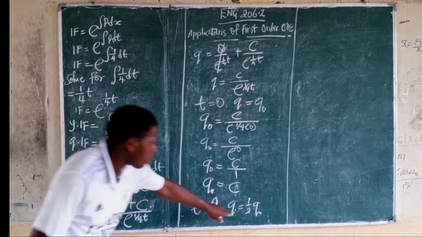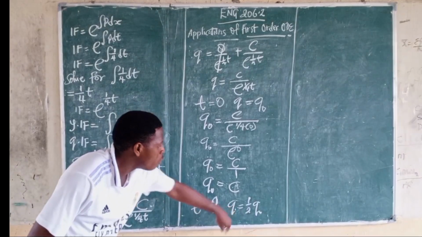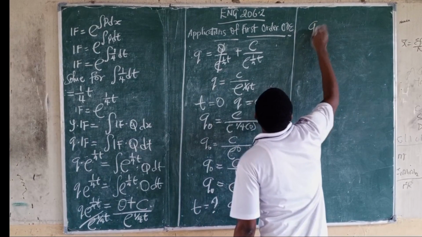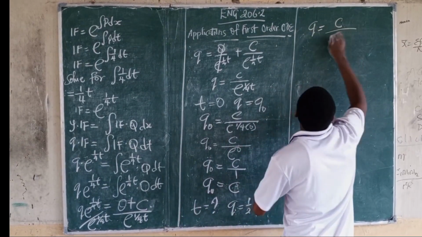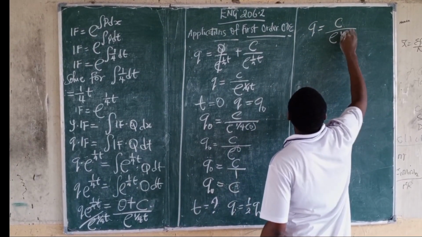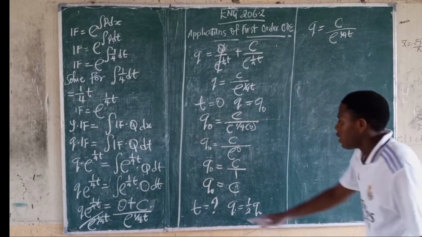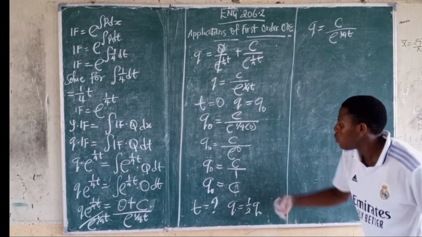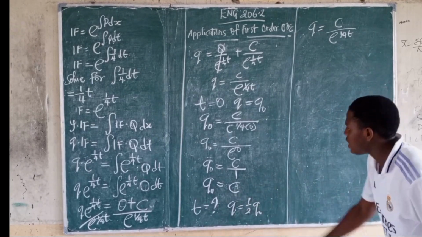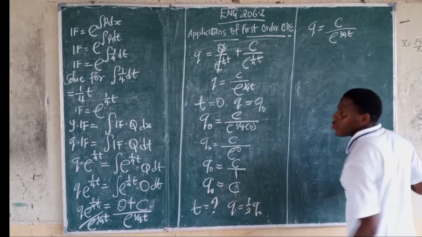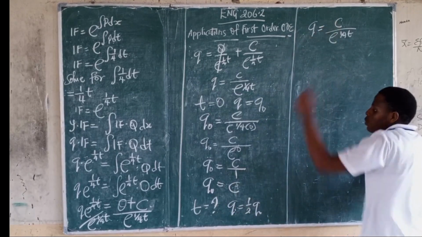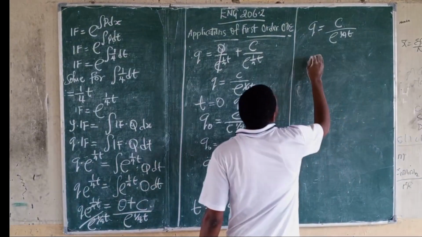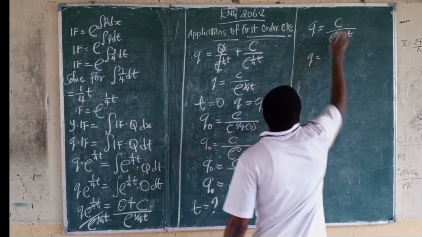Now from what we have here, let's use this condition to solve further. Now we know that from here, we know that Q is equal to C over exponential 1 over 4t. Now, we've already gotten the value of Q, but we don't know what is t. We have to find t now. Now to find t, we know that our C is equal to what? Q naught. So meaning anywhere we see C, we have to put what? Q naught. So if you do that, we simply have what? Q is equal to what?